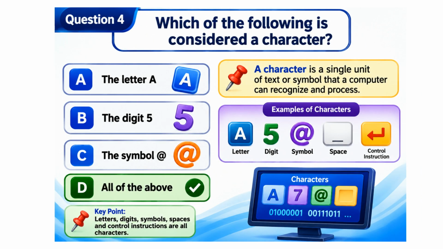Which of the following is considered a character? A character is a single unit of text or a symbol that a computer can recognize and process. A character can be a letter, like A, a digit, like 5, a symbol, such as @, a space, or even a control instruction, like the Enter key. All of these are individual characters, because each one has its own unique character code. So, the correct answer is D, all of the above. Remember, letters, digits, symbols, spaces, and control instructions are all characters, and every one of them can be stored using binary.